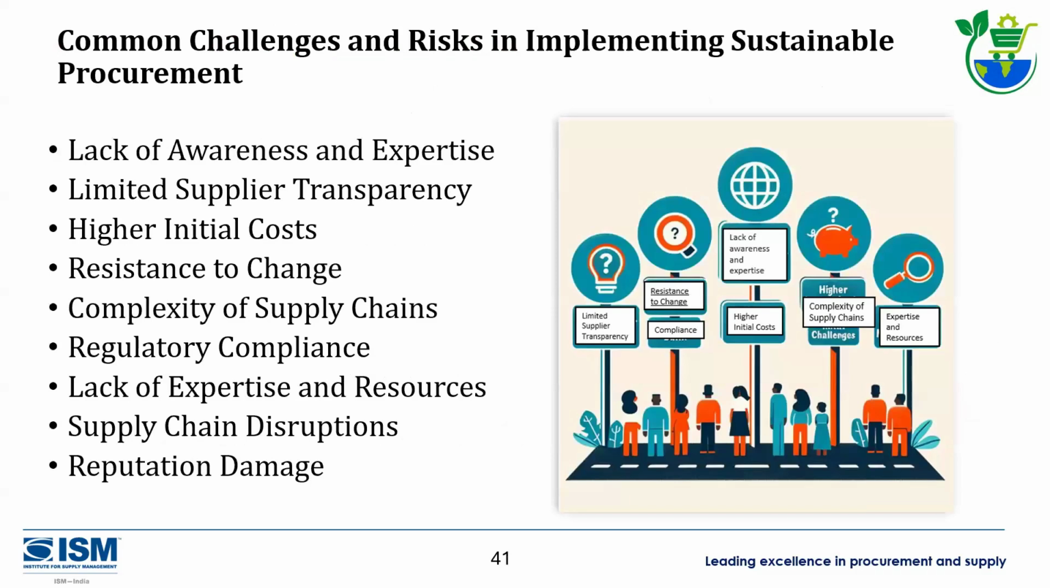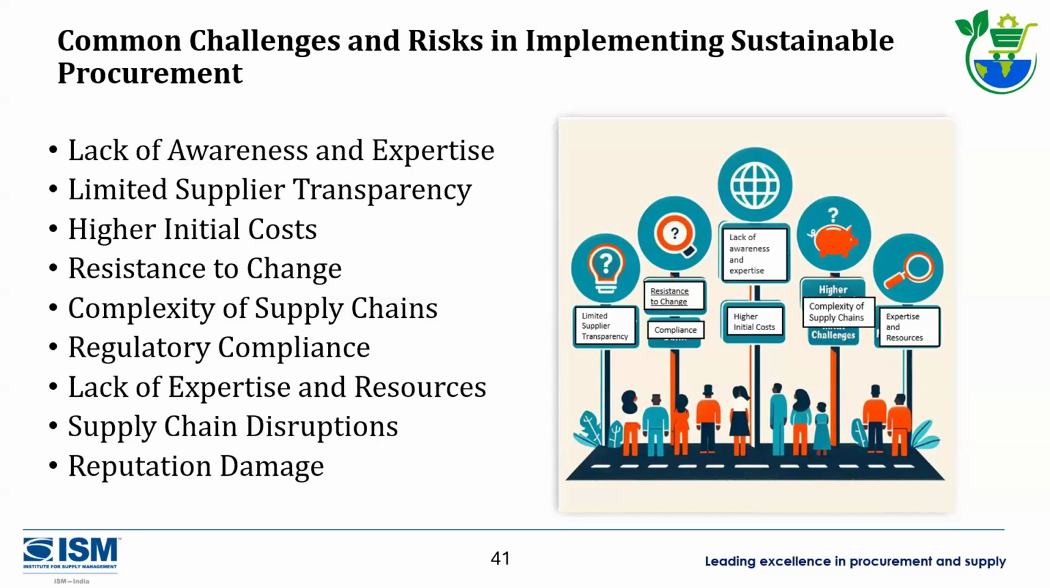What are the common challenges and risks in implementing sustainable procurement? Lack of awareness. Organizations may lack the knowledge and resource necessary to effectively implement. Limited supplier transparency, difficulty in obtaining accurate information about suppliers. Higher initial cost. In many of the cases, the upfront cost is very high. Now, while we are discussing this, anyone wants to share any of their experiences, can please come and talk. We'll be more than happy to share these information with others as well.